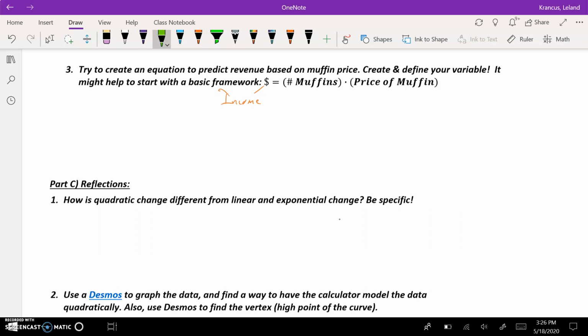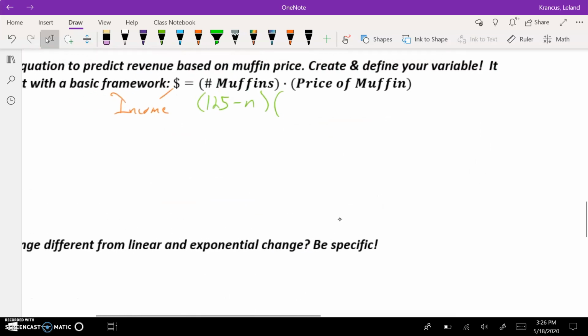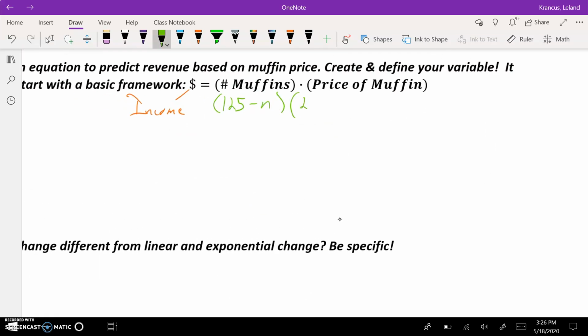So to start getting an idea of what this might look like, you'd say, well, I know I'm predicting the number of muffins by taking that 125 muffins we were talking about and subtracting some number of muffins whenever the price of the muffin increases. So then you've got your price. Let's see, I believe our initial price was $2.50.